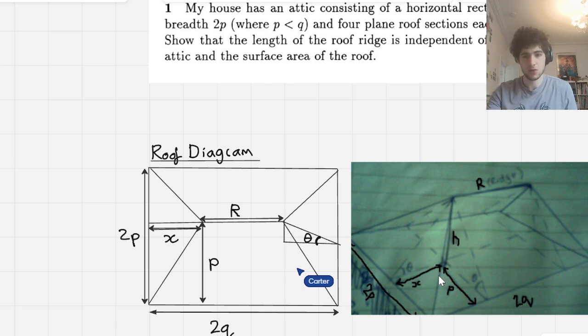But the first thing that you do notice is this right-angled triangle here, with lengths h, p and angle theta, because we're given that the planes are angled at theta to the horizontal. So we can initially start by considering that. First of all, I should mention, this is going to be for the length of the roof ridge.